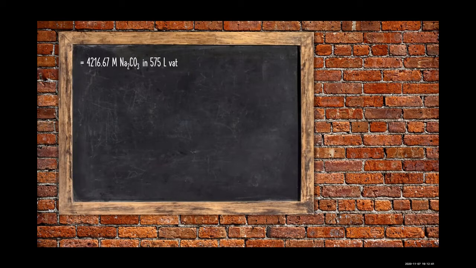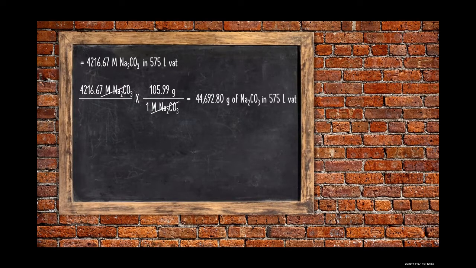We could take our 4,216.67 moles of sodium carbonate in our 575 liter vat and multiply that times the molar mass conversion factor for sodium carbonate and find that we have 44,692.80 grams of sodium carbonate in our 575 liter vat, which is 44.69 kilograms of sodium carbonate. And for us Americans, that's about 98.5 pounds of sodium carbonate in a 151.99 gallon vat.